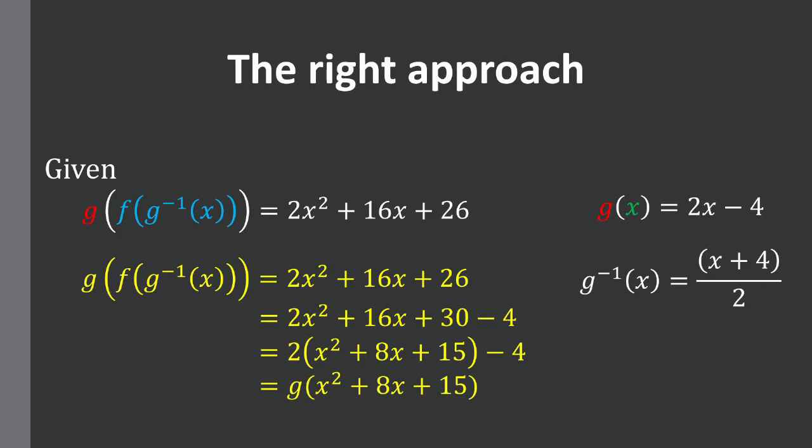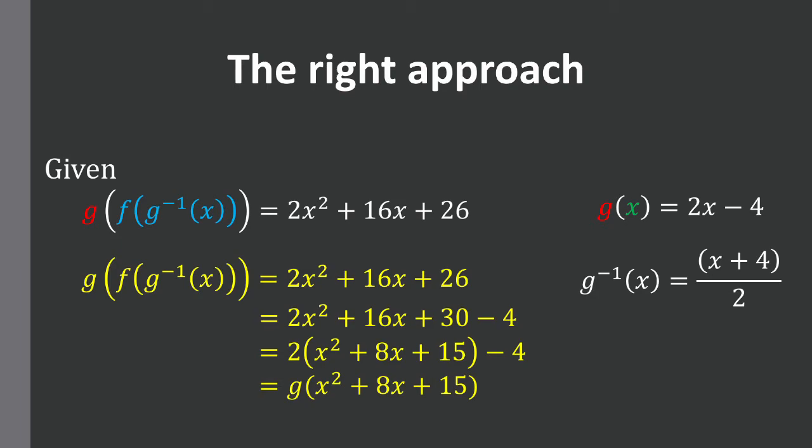So in other words, this is really a function of g, because what g does is that it takes an input, multiplies by 2, and subtracts 4. So in this case, I have reorganized the function on the left to be a g function, but the input has been swapped from x to something of x squared plus 8x plus 15. This is a very important breakthrough for this question.